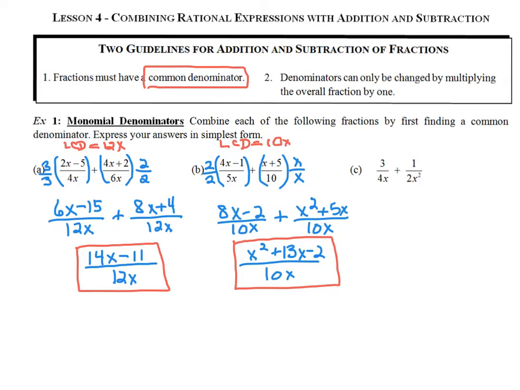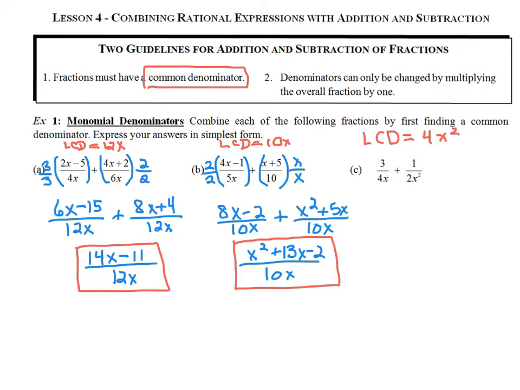Now let's go ahead and try C. For C, I've got denominators of 4x and 2x squared. So my least common denominator, 2 and 4 both go into 4. That's the smallest number that is the least common multiple of 2 and 4. Now I also need to have enough x's so that both of my denominators go into my factor of x. So that's going to be an x squared.